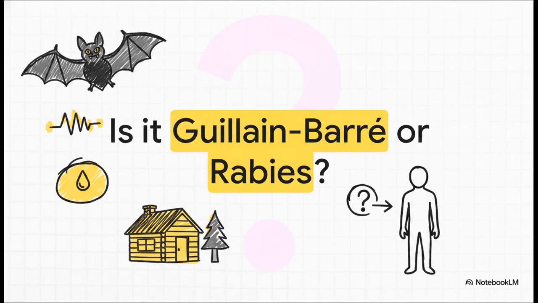To end today, I want to leave you with this provocative clinical scenario. A patient comes into the ER with flaccid weakness, a fever, and bladder dysfunction. They mention they woke up with a bat in their cabin a month ago, but there are absolutely no visible bite marks. Is it Guillain-Barré syndrome or paralytic rabies? Based on the fever, the bladder issues, and that high-risk bat exposure, you know exactly what to suspect now, and you know exactly how high the stakes are.